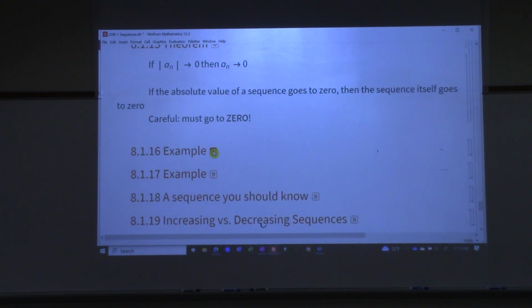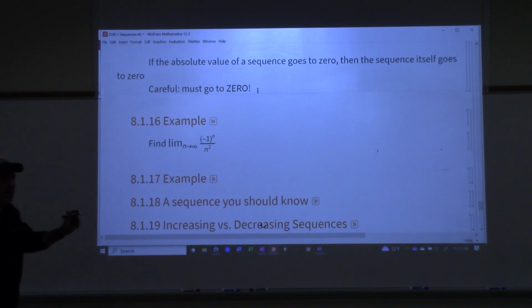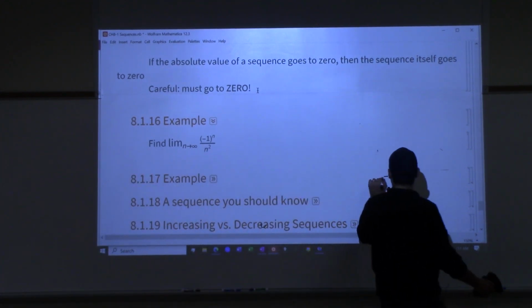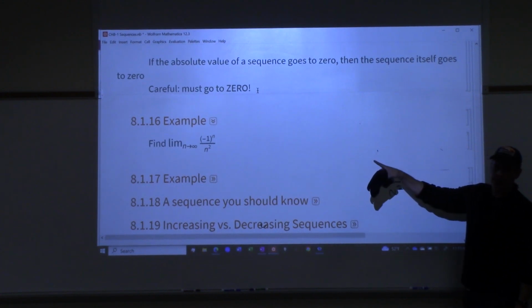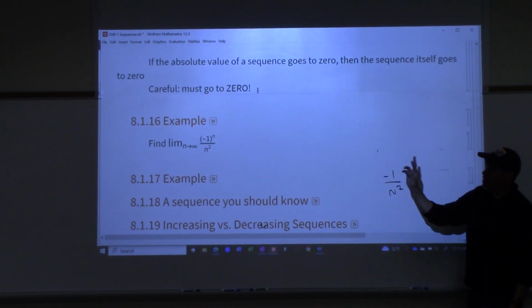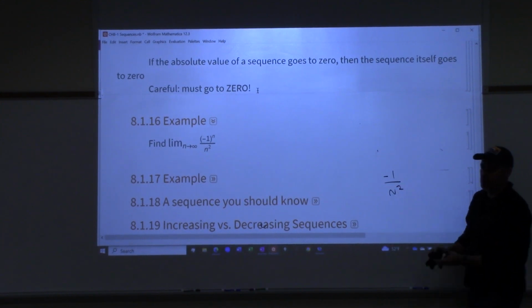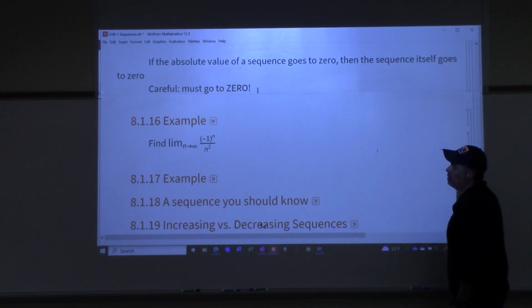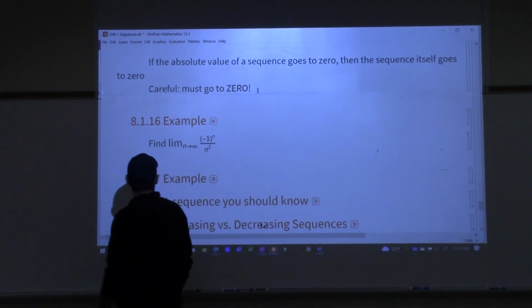So here's an example. Look at that one right there. Be careful, that's not the one we just had. We had negative 1 over n squared a second ago, right? That's not what this is, because this one alternates. Sometimes it's positive, then negative, then positive, then negative. The earlier one was always just negative. So let's see what happens as n goes to infinity here.